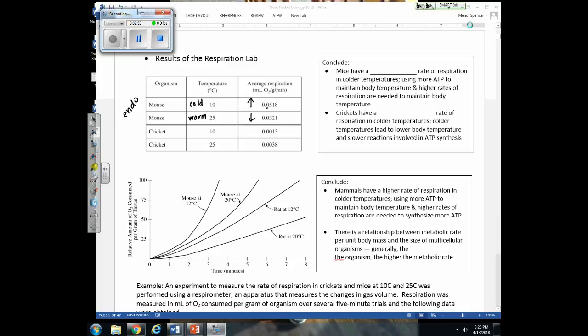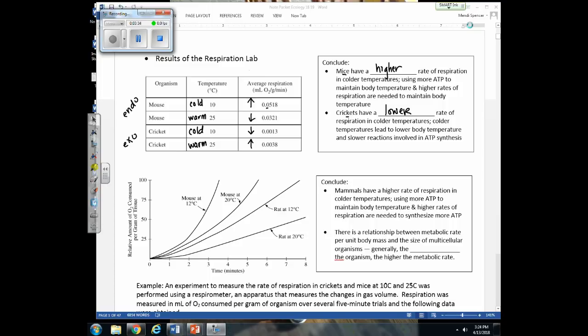Whereas your ectotherms, in a colder temperature, you can see that respiration rate decreases because they're not able to move as quickly. They're not able to breathe as quickly. Their heart rate drops because their body temperature is lower and all the reactions are taking place at a lower speed. When they warm up, though, is whenever you're going to see higher reaction rates and they're able then to take in more oxygen to make ATP. So again, mice are going to have a higher respiration rate in colder temperatures, whereas your crickets, which are your ectotherms, they're going to have a lower rate of respiration whenever it gets colder.